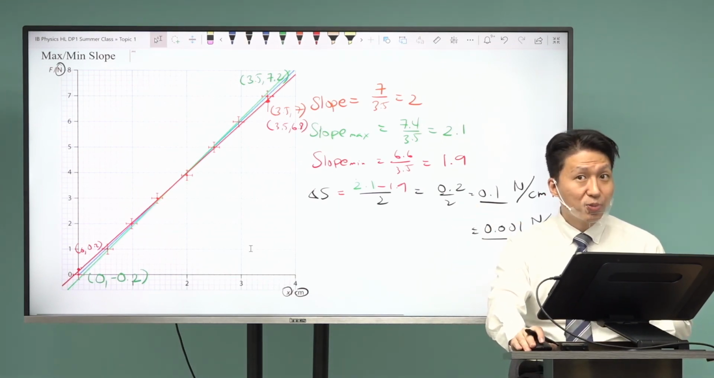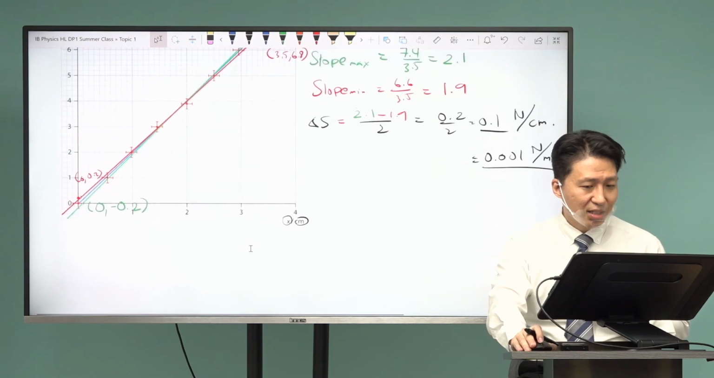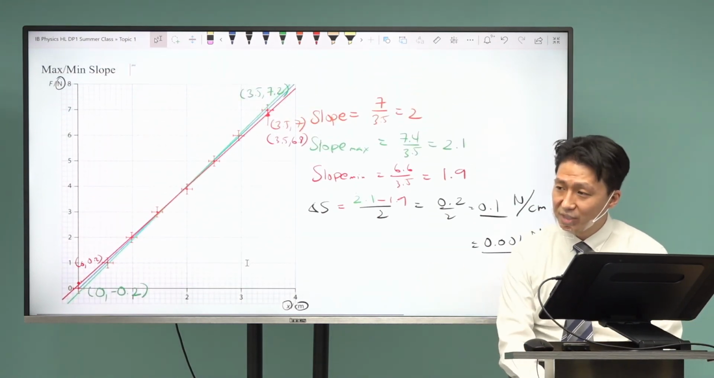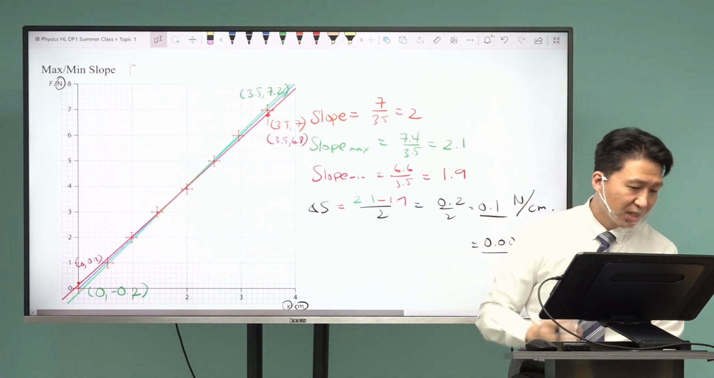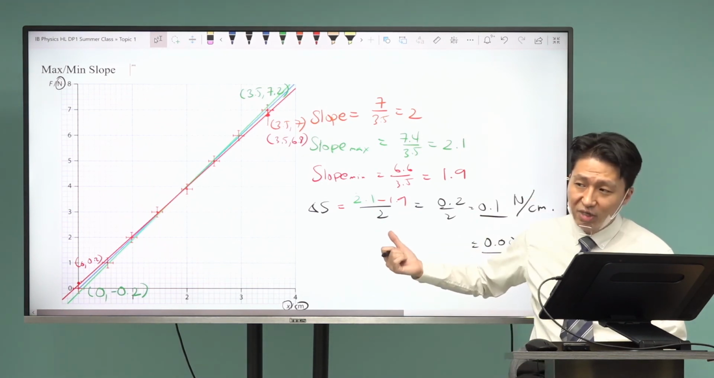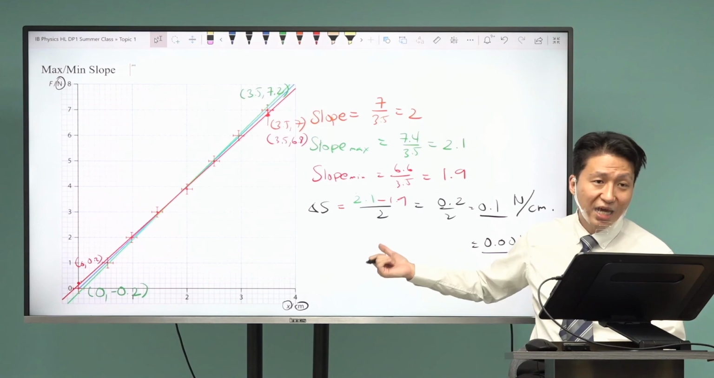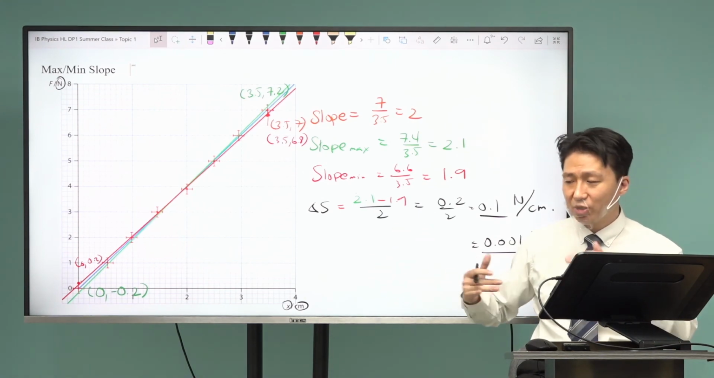That takes care of slopes, and that also takes care of uncertainties. So are there any questions about this? Okay. This isn't very common. This is only used in lab experiments, and it's only used in a small section of paper 3.